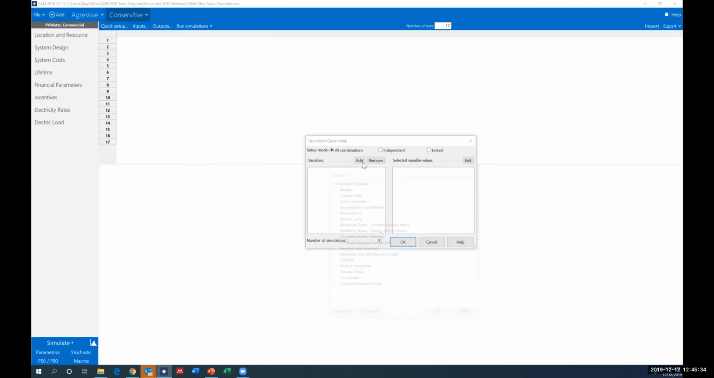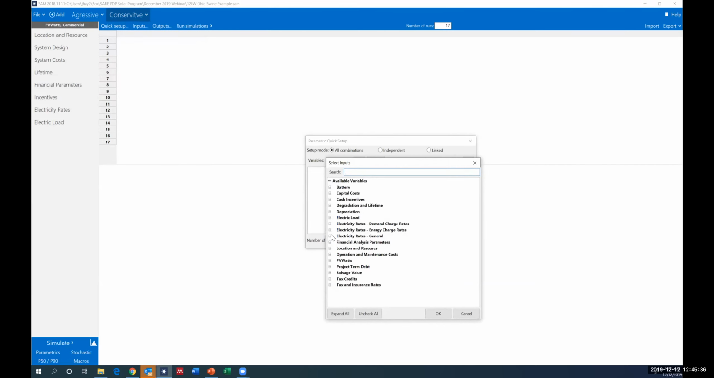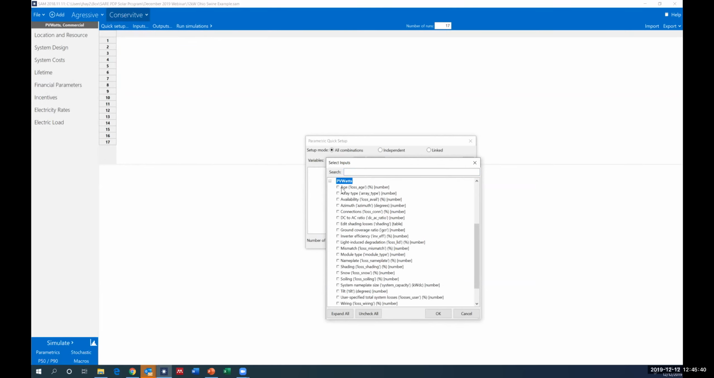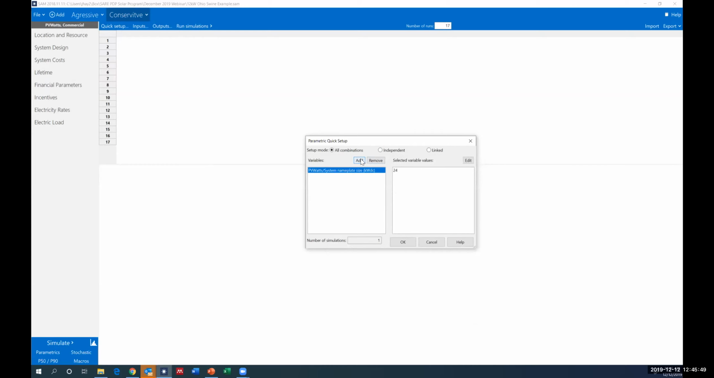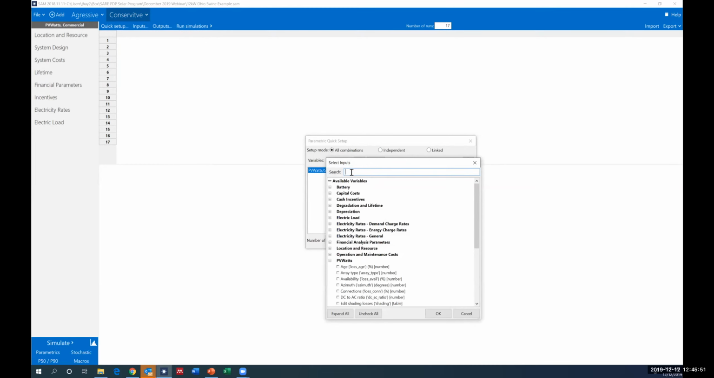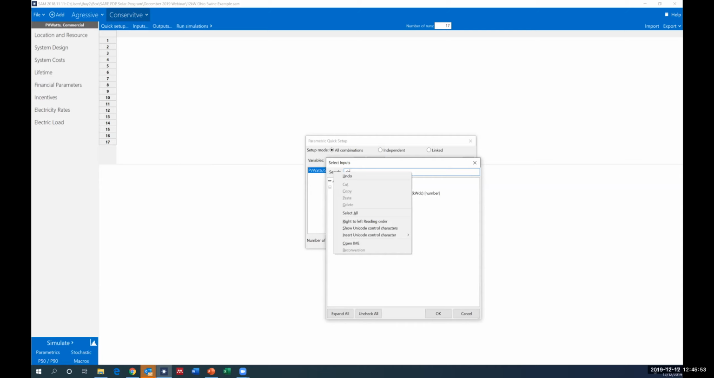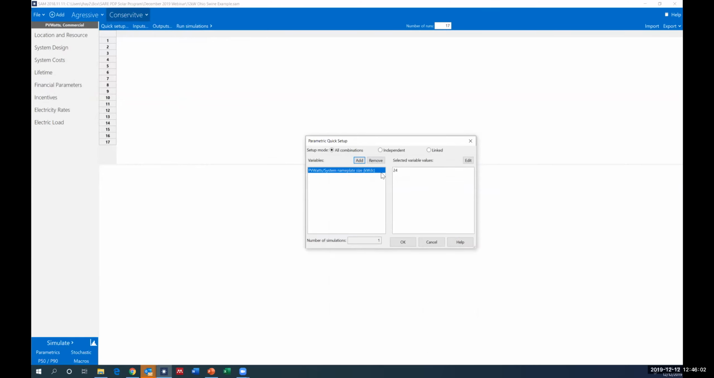And so we're going to add, and we could look through, and it's probably in PV watts is where that is. There's array type, azimuth, shading, soiling, system nameplate size. There it is. The other thing you can do, and this is what I do typically, you just type in size. And you can start to find things just by words that are in there. So system nameplate size is what we're interested in. And then we're going to edit how big it is.